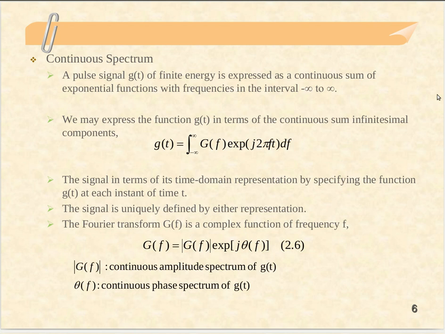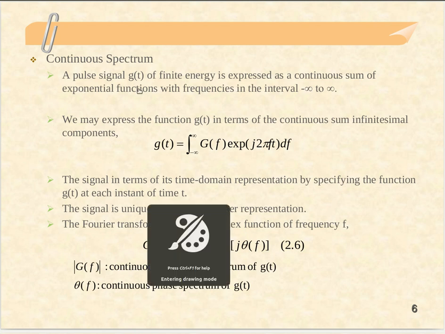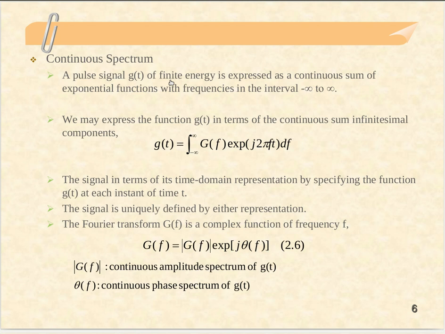Now let's see the continuous spectrum. What is a spectrum? A pulse with infinite energy. We can express it as a continuous sum of exponential functions. Of course, the frequency is in the interval from minus infinity to infinity, so it is limited. So we can express it as a continuous sum of infinitesimal components, so they are limited components and do not go to infinity. So this is the g of t.